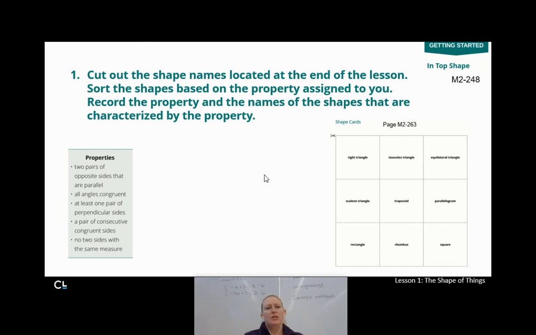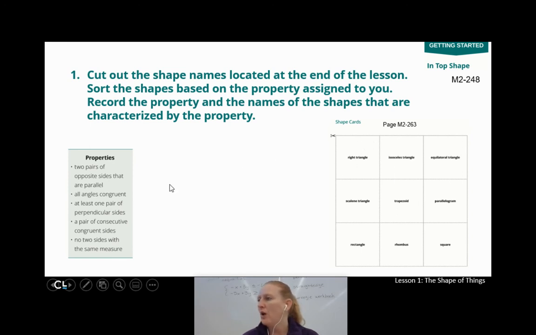Page 248, it wants us to cut out the shape names located at the end of the lesson and sort the shapes based on the property assigned to you. Here's the deal. You don't have to cut these out if you don't want to, but I do want us to write on these. Can we write on these? So you're going to want to go over to page 263. I'm going to keep this up on my screen, but go over to page 263, and we're going to write on each of these cards. And you can write on the back if you want, but we're going to write on each of these which properties apply. Can we do that? Can you just take a few minutes to do that?